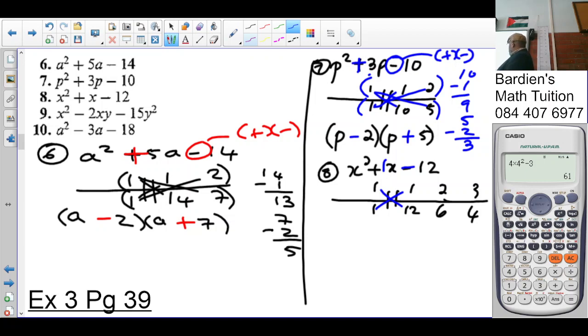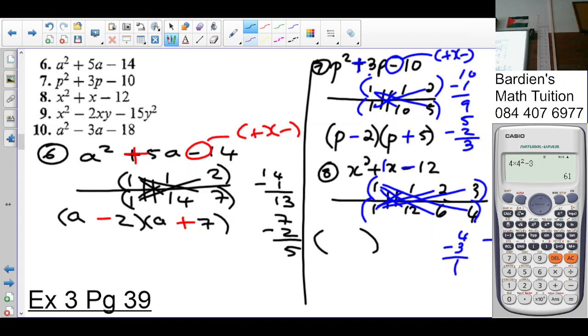Can you see that? 1 times 6 is? 6. 1 times 2 is? 2. Subtract it, you get? 4. Still not what I'm looking for. 1 times 4 is? 4. 1 times 3 is? 3. So it's a 1 and a 3, a 1 and a 4. Okay? So it's going to be x and a 3 and x and a 4.